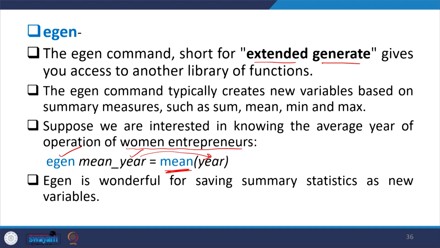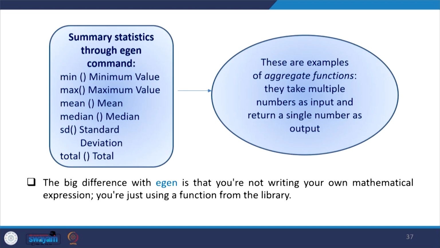egen is wonderful for saving summary statistics as new variables. Similarly, minimum and maximum values can be defined with egen. I think we have already done it earlier. We have shown how minimum and maximum can be defined in our normalization or standardization techniques. Similarly, other indicators you can do through your egen command. For the rest of the details, you can follow our previous lectures on standardization, where we have already entered those commands.